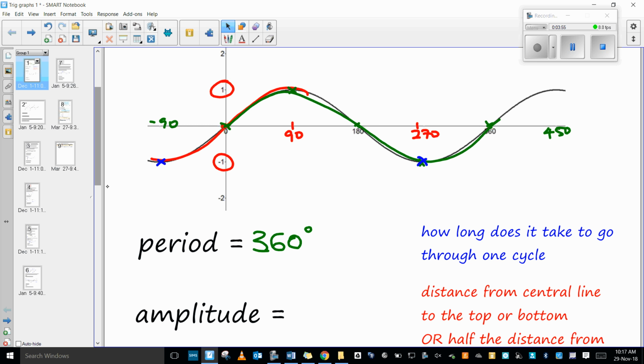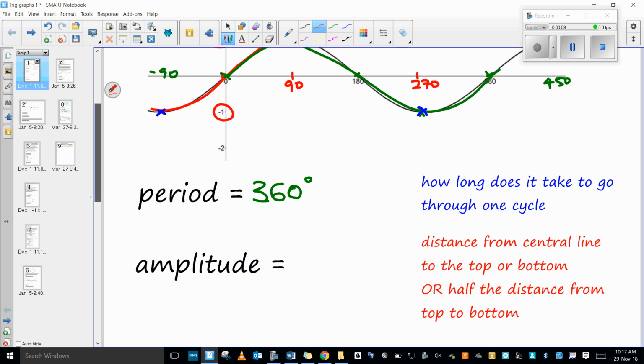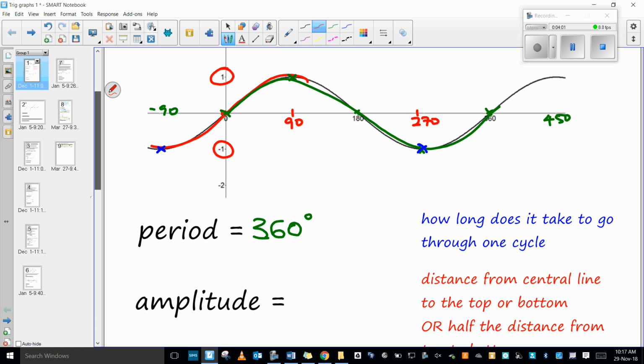So the amplitude. Now I like to call this my central line, because my wave goes up and down through that. Not everyone calls it central line. They might do, I don't know. But that's my central line. So the amplitude is the distance from that central line to the top, or from that central line to the bottom. In this case, it would be 1.